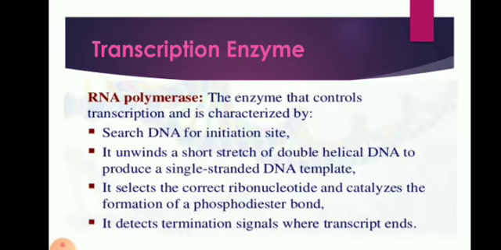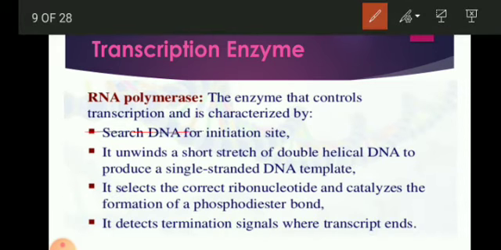There are enzymes which are required for transcription, but unlike replication, it does not need so many enzymes. Just one enzyme is needed, that is called RNA polymerase. That is the enzyme that controls the transcription and also searches the DNA for the initiation site. Then it unwinds a short stretch of double helical DNA to produce a single stranded DNA template. Just this one enzyme acts for all of the processes.